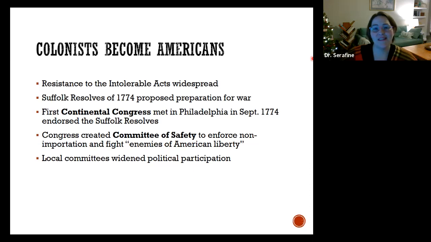Congress creates a committee of safety. This is another one of those committees that enforces non-importation and fights enemies of American liberty. So basically it is aimed at colonial loyalists, people that stayed loyal to the crown. What these local committees did is they widened political participation. Working class men and women who couldn't vote served on these committees of safety. You're going to see at the end of the revolution, they're going to demand the right to vote in part because of the service that they did during the revolution.